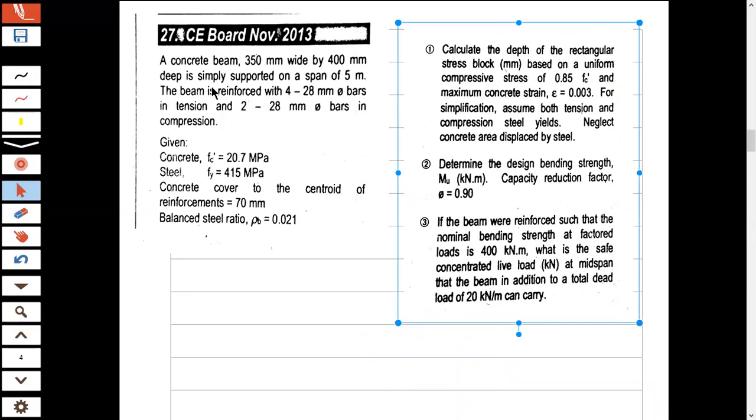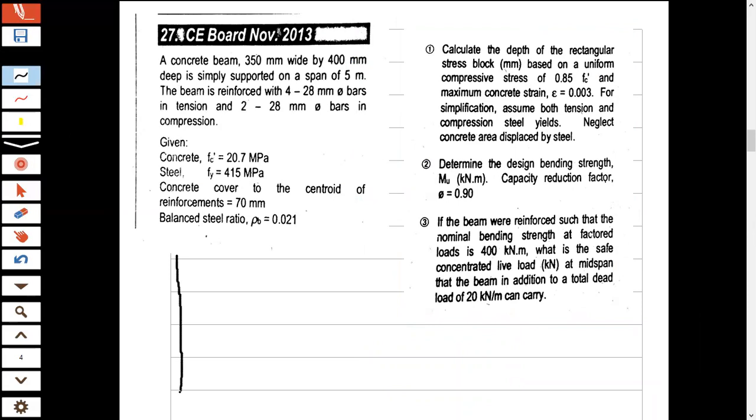Okay, so this is a concrete beam, 350 by 250 by 400 deep, simply supported on a span of 5 meters. The beam is reinforced with 4-28 diameter bars in tension and 2-28 in compression. So rectangular beam pala to, hindi T-beams. This one is 4-28, and then this one is 2-28.